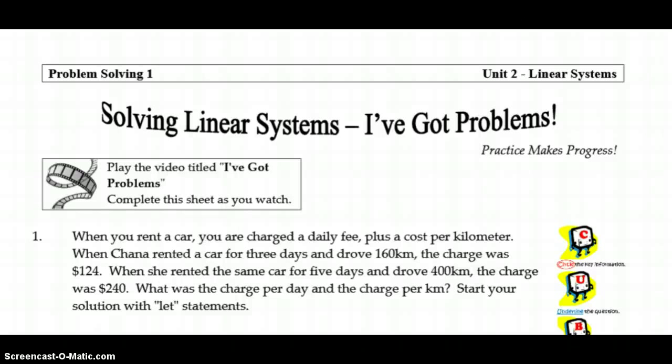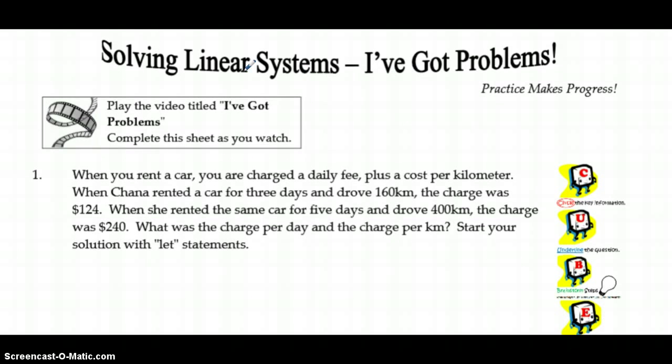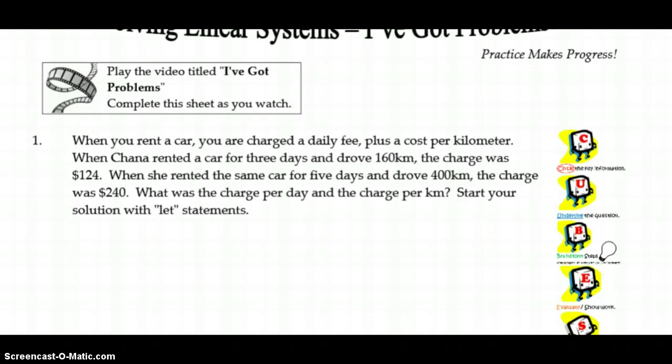Hey guys, welcome to your lesson entitled I've Got Problems, where we're going to start looking at some word problems when solving linear systems. So places that we can apply all this stuff we've been learning regarding graphing, substitution, and elimination. Now, to help you out a little with problem solving, we've decided we wanted to talk a bit about the cubes method. So it's just an acronym.